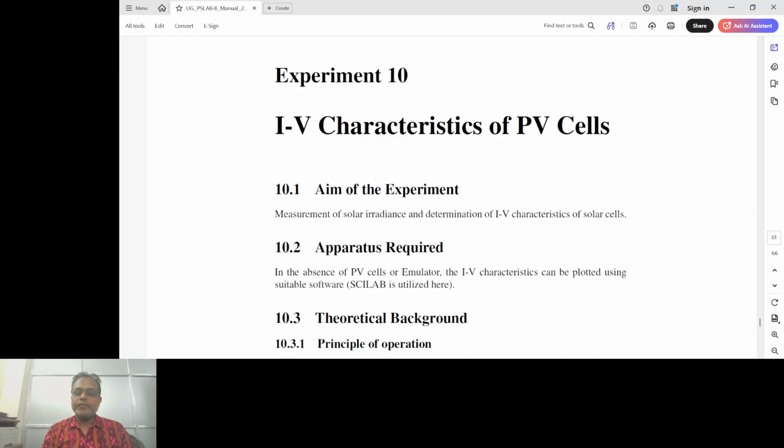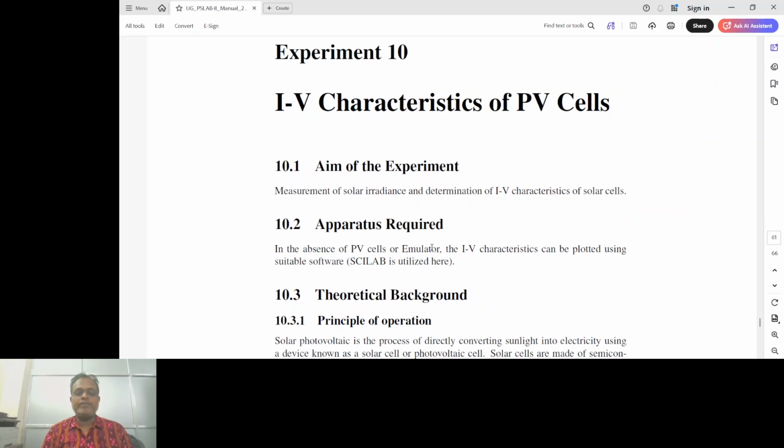Dear students, today I will describe experiment number 10 of the Power System Lab 2, which is plotting IV characteristics of PV cells. The aim of the experiment is the measurement of solar irradiance and determination of IV characteristics of solar cells. However, in the absence of the PV cells or an emulator, which is not available so far, we are going to plot the IV characteristics using a suitable software. I have used Scilab because already one code is available in Scilab.